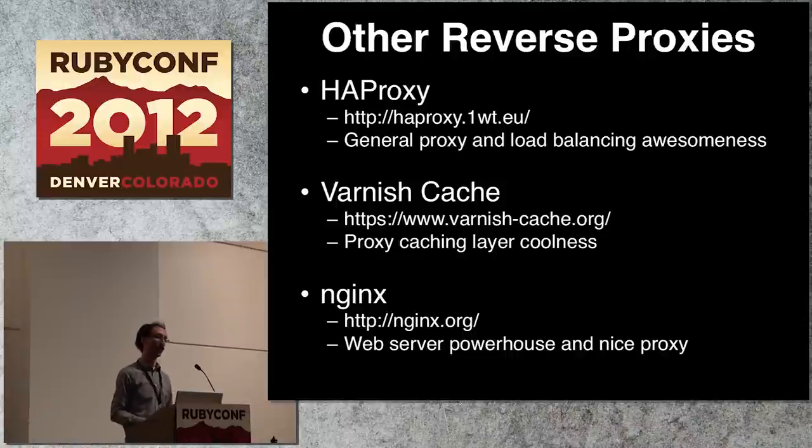Varnish Cache is an interesting one. It's a reverse proxy, but it also is a caching layer. We're actually going to be adding this to our stack as another reverse proxy. The advantage there is that some of our older APIs that maybe don't have as good caching capabilities as some of the stuff built into Rails can start to use the Varnish caching server as a caching layer. And Varnish is nice just for caching all sorts of stuff.